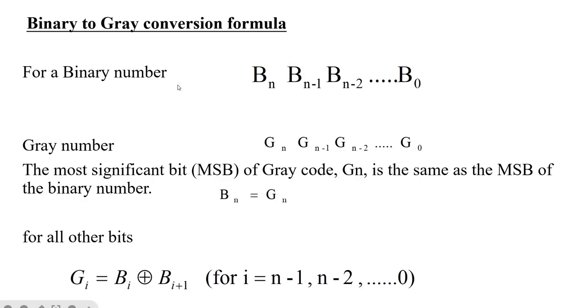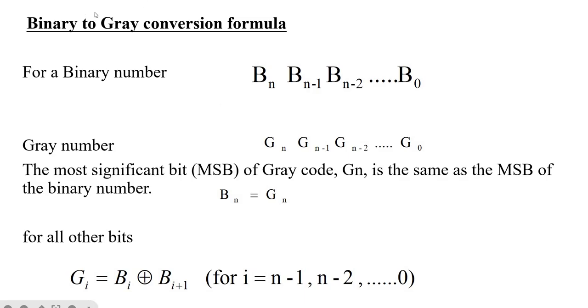This is the formula in order to convert the binary number to the gray code, that is the binary to gray conversion formula. Suppose we are having an n bit binary number, that is bn, bn minus 1, bn minus 2 up to b0. For this, the gray code will be gn, gn minus 1, gn minus 2 up to g0. The most significant bit of the gray code, that is gn, will be the same as the most significant bit of the binary number bn.